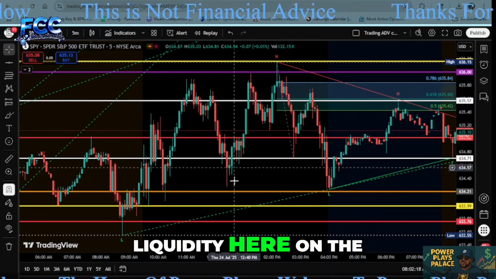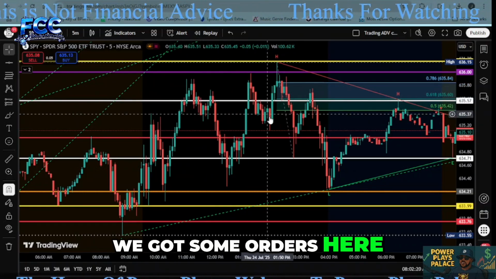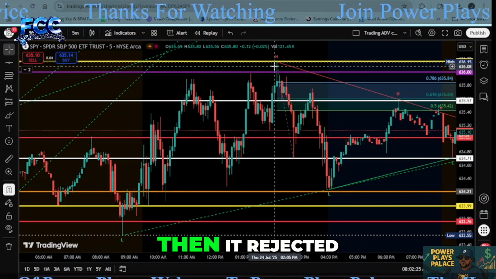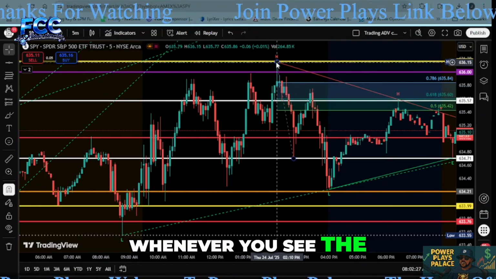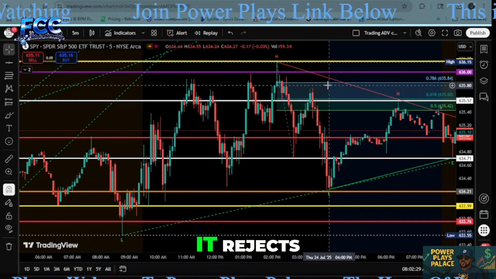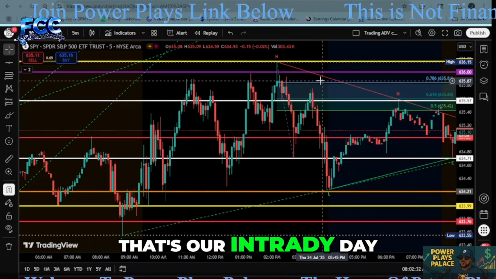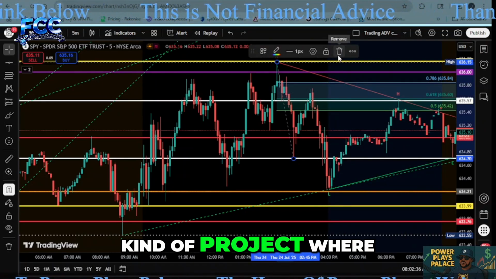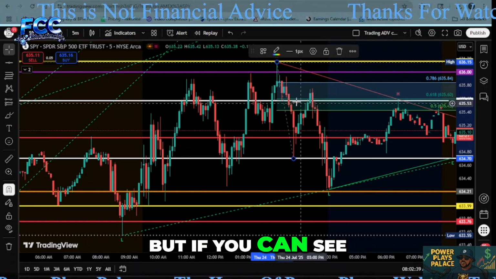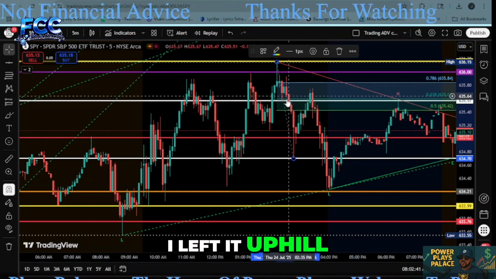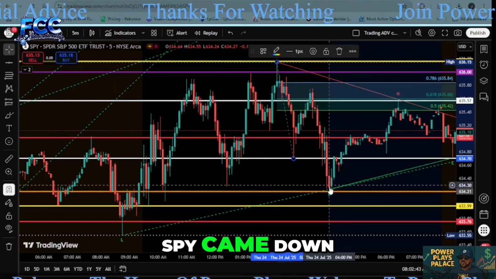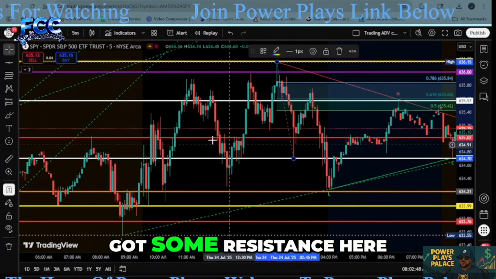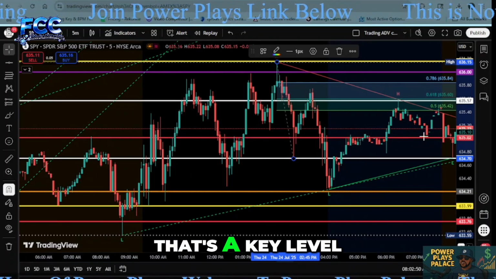See, it left some liquidity here on the way down. Got some orders here. Came down, got some more, pushed its way up. Then it rejected. Whenever you see the all-time highs, new highs established, it rejects. That's our intraday Fibonacci retracement. We use that to kind of project where SPY could be going. But if you can see, I left it up here. Look at her. SPY came down, hit the trend line, came back, worked its way back up, got some resistance here. Remember, there's a liquidity, that's a key level.